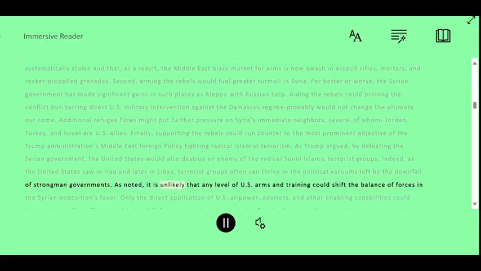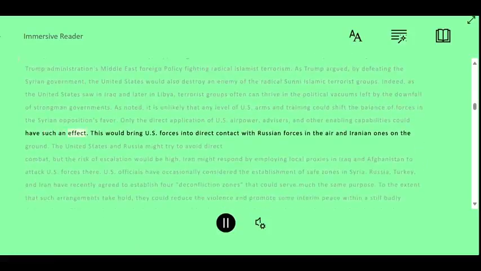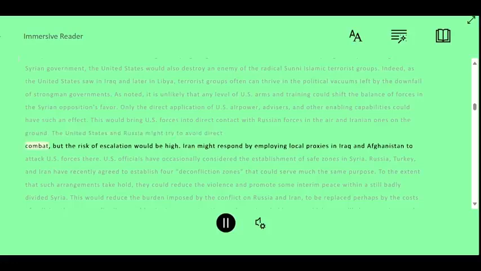As noted, it is unlikely that any level of U.S. arms and training could shift the balance of forces in the Syrian opposition's favor. Only the direct application of U.S. air power, advisors, and other enabling capabilities could have such an effect. This would bring U.S. forces into direct contact with Russian forces in the air and Iranian ones on the ground. The United States and Russia might try to avoid direct combat, but the risk of escalation would be high. Iran might respond by employing local proxies in Iraq and Afghanistan to attack U.S. forces there.